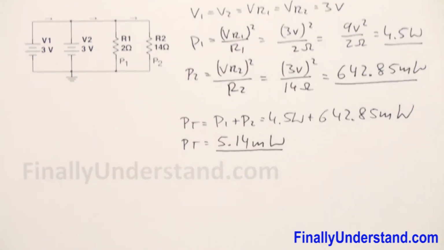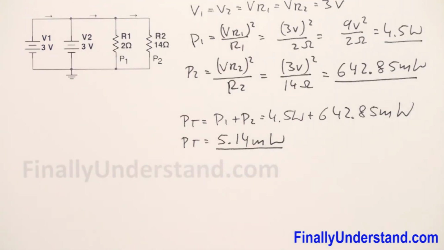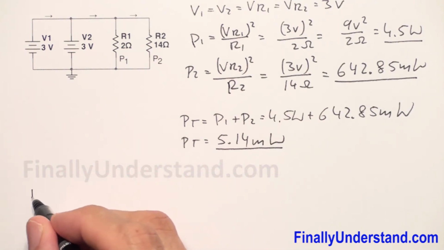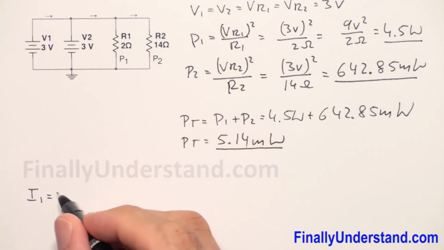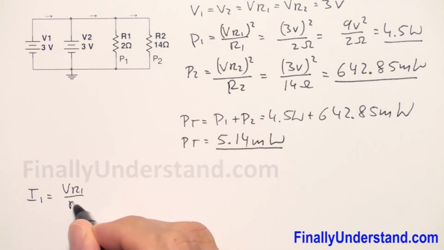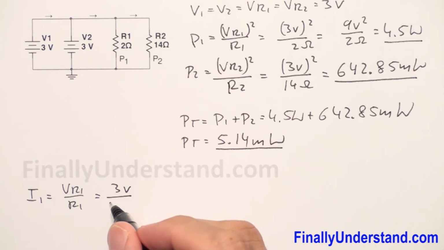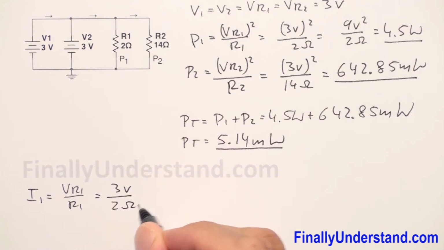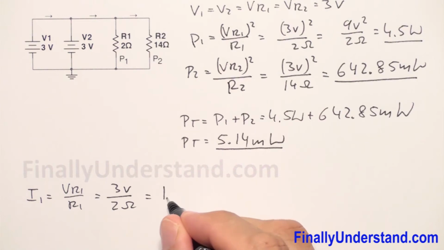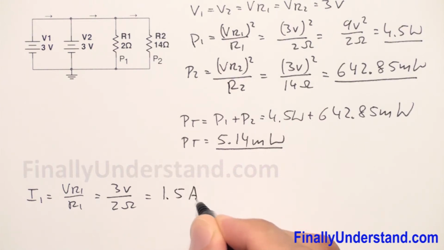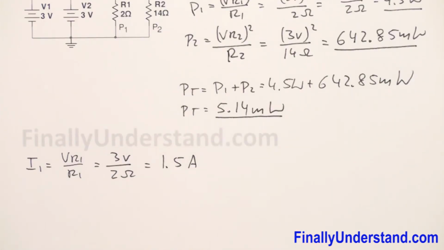Okay, if it comes to the currents, my I1 is equal VR1 over R1. 3 volts divided by 2 ohms is equal 1.5 amps.